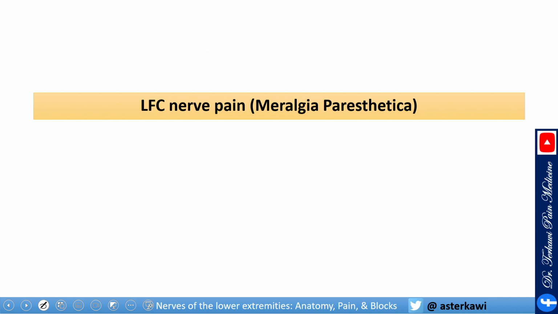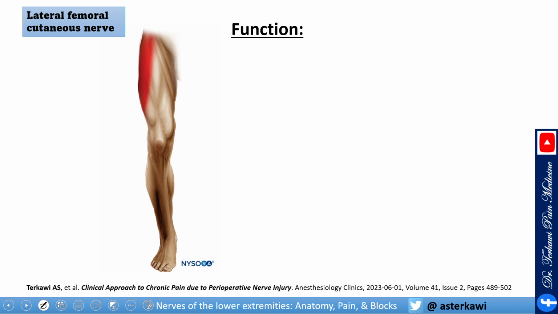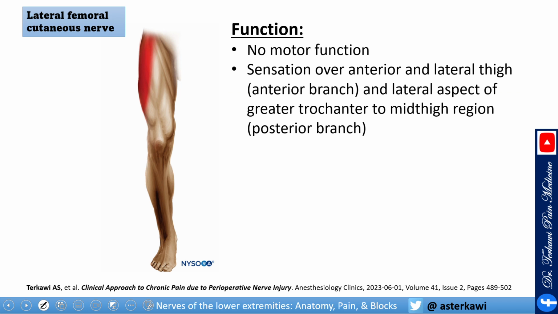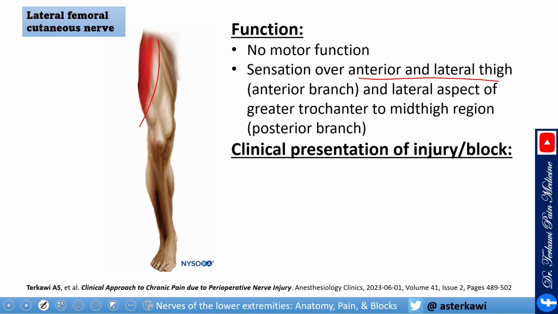Now, how the pain of the lateral femoral cutaneous nerve presents, I'm going to talk about it. This is commonly referred to as neuralgia parasitica. So to refresh our memory, there is no motor function for this nerve, and it gives sensation over the anterior and lateral thigh, as you see here. That's, of course, the anterior branch, and the lateral aspect of the greater trochanter to the mid-thigh region. So that's, if you think about the iliotibial band in that area.